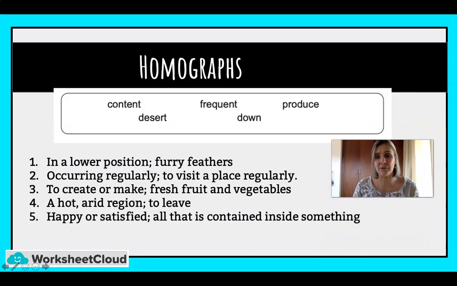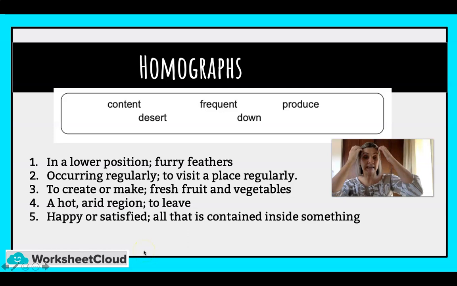So I want you to take a look at these. If you are in a lower position, or it could also be furry feathers, which word in the box above would that be? So I'm going to just read them to you so you can understand the difference. Content or content, desert or dessert, frequent or frequent, down or down, and produce or produce. Okay, so take a minute and look 1 to 5, which word goes with which. And do you understand the difference in the way you say it? So pause the video, really go through this well, and then obviously I'll come back and we'll go through it together.